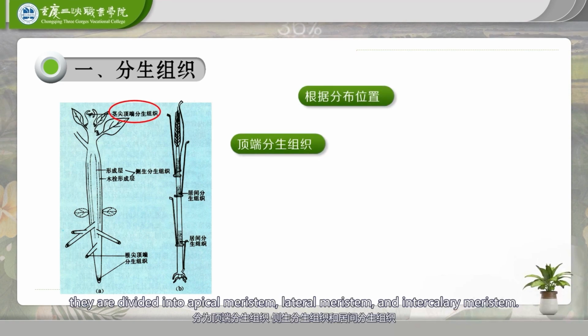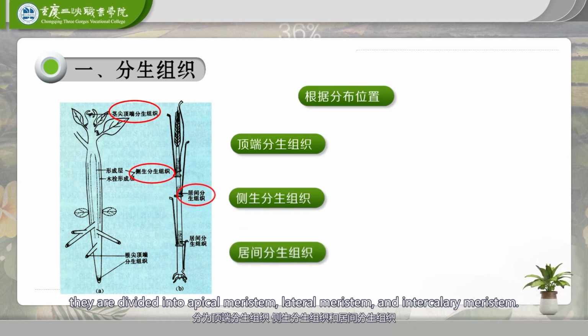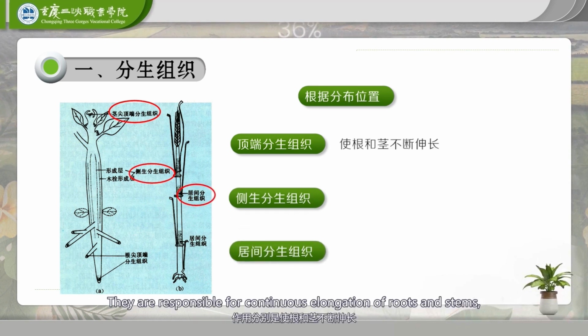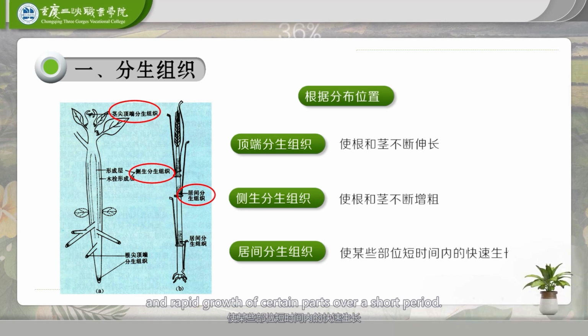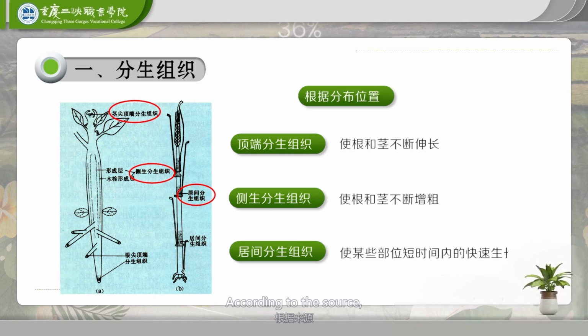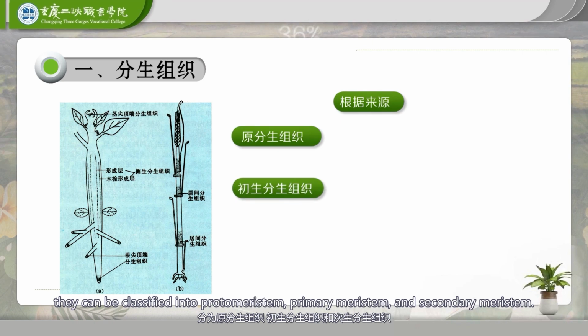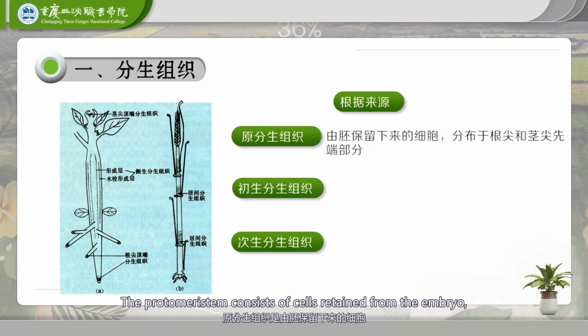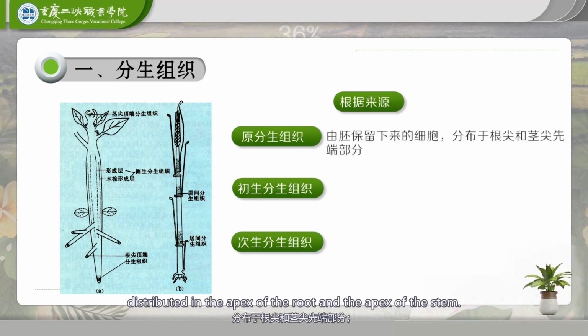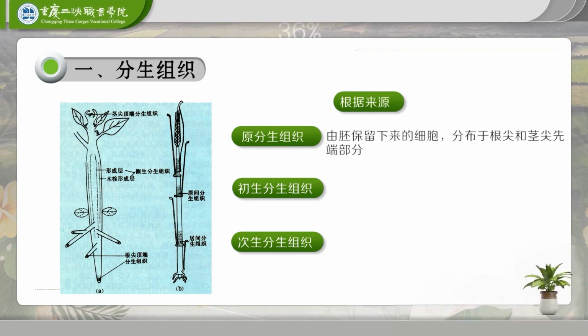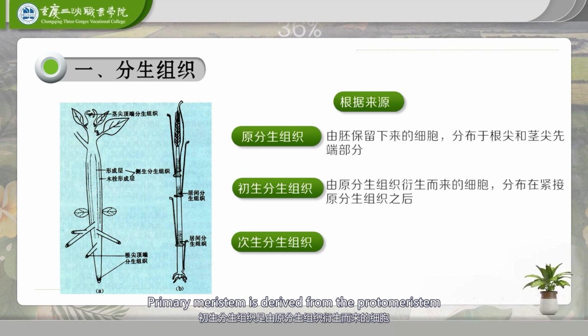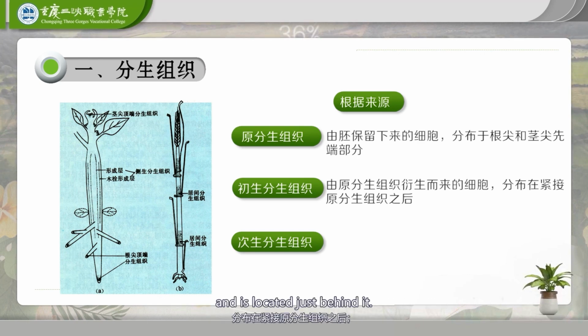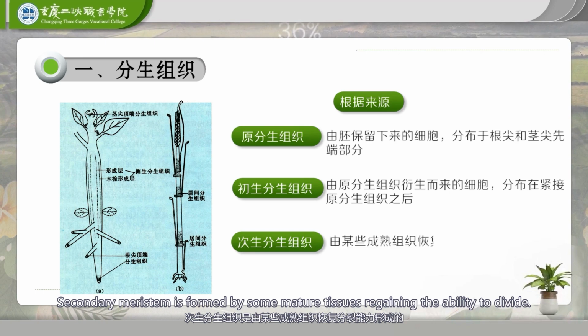According to their distribution, they are divided into apical meristem, lateral meristem, and intercalary meristem. They are responsible for continuous elongation of roots and stems, thickening of roots and stems, and rapid growth of certain parts over a short period. According to the source, they can be classified into protomeristem, primary meristem, and secondary meristem. The protomeristem consists of cells retained from the embryo, distributed in the apex of the root and the apex of the stem. Primary meristem is derived from the protomeristem and is located just behind it. Secondary meristem is formed by some mature tissues regaining the ability to divide.